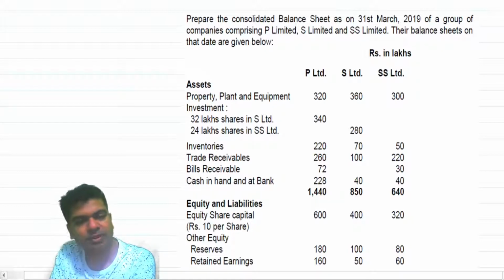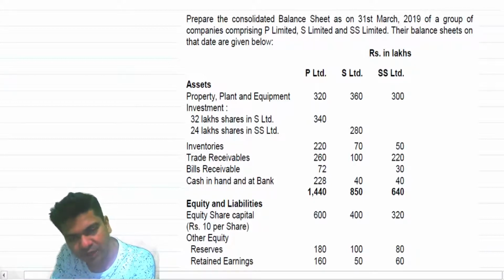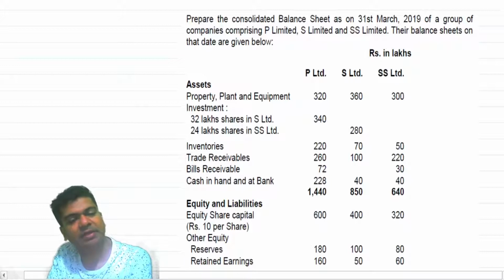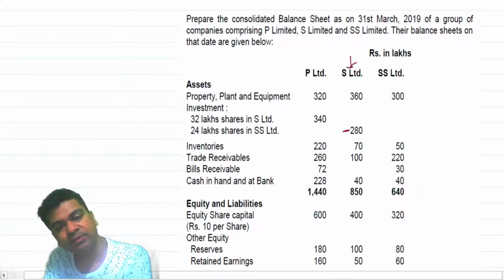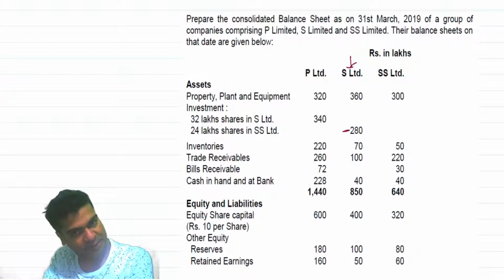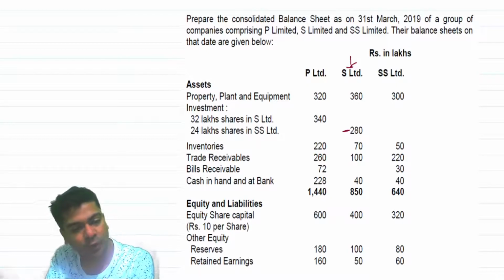They are saying property, plant and equipment. Investment is given. If you see that carefully, you will realize that P Limited has invested in S Limited, and this investment is in the balance sheet of S Limited. That means S Limited has purchased shares of SS Limited. So P has a holding in S Limited and S has a holding in SS Limited. Okay.